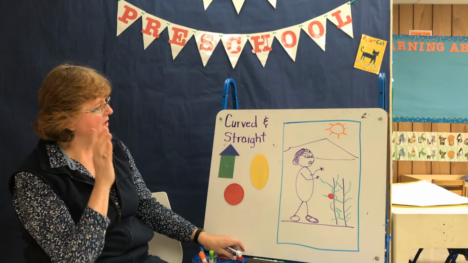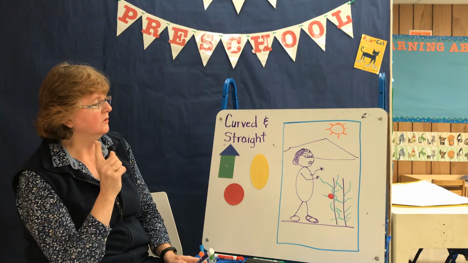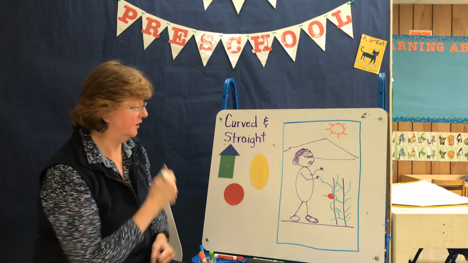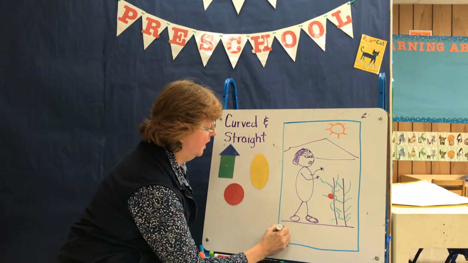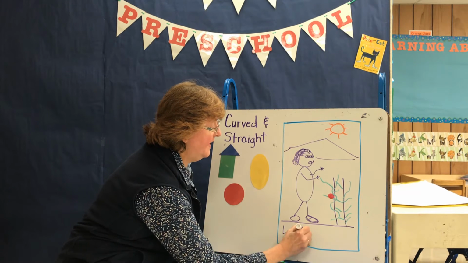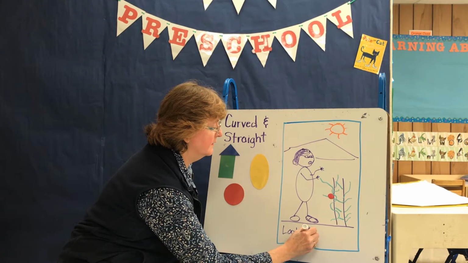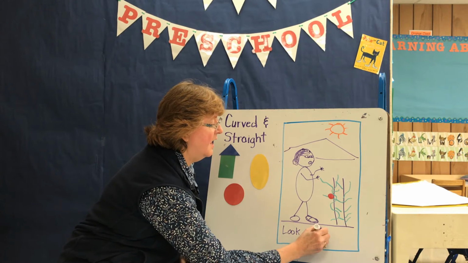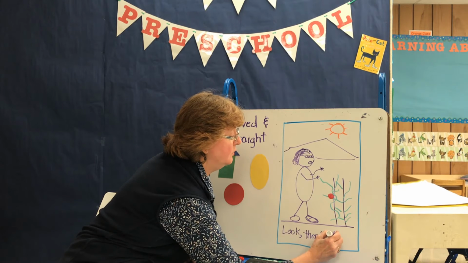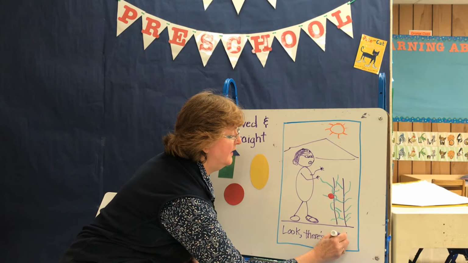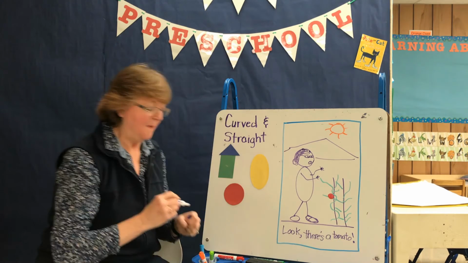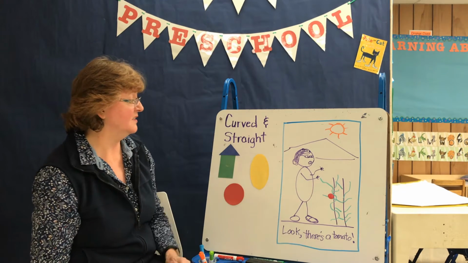Let me think. I want to stop and think about what my words are going to be. I'm going to say, look. This word is look. Look. There's a tomato. That's a longer word, so it takes more letters. And I'm going to put an exclamation point because I was excited to find the tomato.